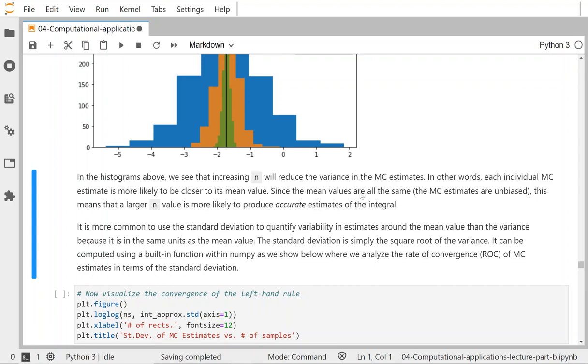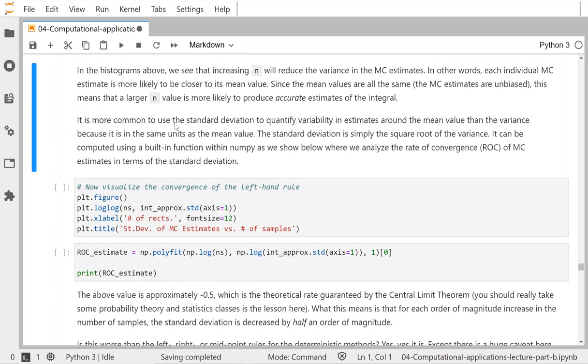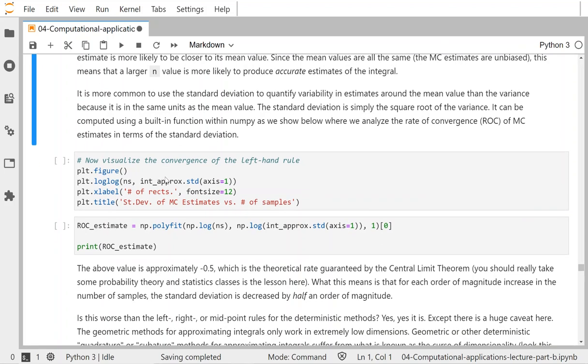Since the mean values are all the same, remember the MC estimates are unbiased, this means that a larger n value is more likely to produce accurate estimates of the integral. It is more common to use the standard deviation to quantify variability in estimates around the mean value than the variance because it is in the same units as the mean value. The standard deviation is simply the square root of the variance. It can be computed using a built-in function within NumPy as I show below.